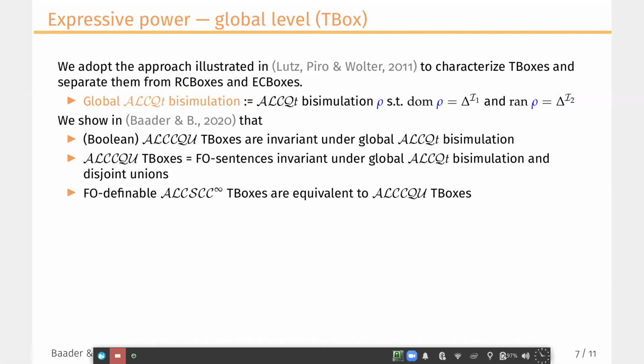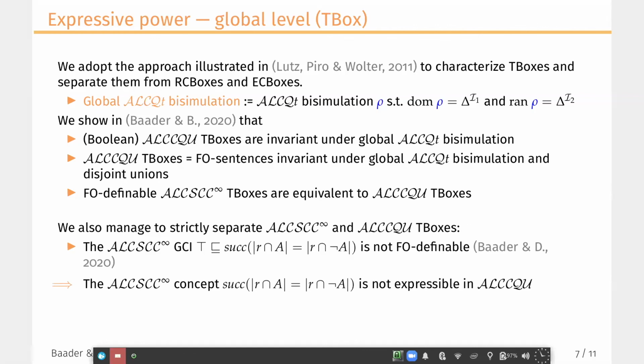And in particular, if we add the additional condition of being invariant under disjoint unions, which is a property enjoyed by T-boxes and not by Boolean T-boxes, we're able to characterize ALCCQ T-boxes as first-order sentences that are invariant under the global bisimulation and disjoint unions. And using a similar line of reasoning as for the local case, we showed that first-order definable ALC-SEC infinity T-boxes are indeed equivalent to ALCCQU T-boxes.